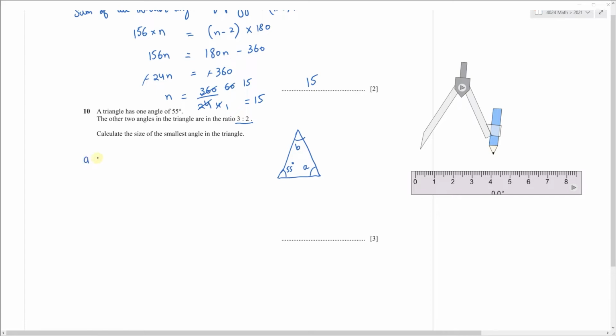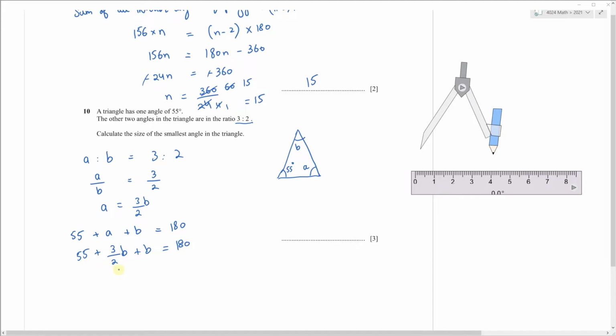So you know that A ratio B is what? 3:2. So I can write this as a fraction. A over B is 3/2, and I can make A the subject here. So this will give me 3/2 times B. Now you know that sum of all the interior angles of a triangle is 180. So that means 55 plus A plus B should be 180 degrees. I can replace A with 3/2B here. So 55 plus 3/2B plus B equals to 180.